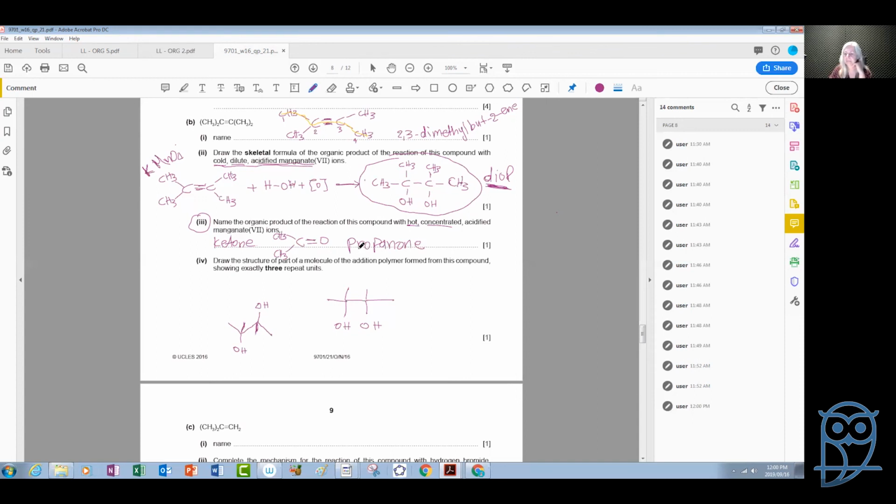All right. Draw the structure of a part of a molecule. Anyway, I think we must stop here, and we'll continue with this problem next week. I will try to do it properly. Okay. So thank you, guys.